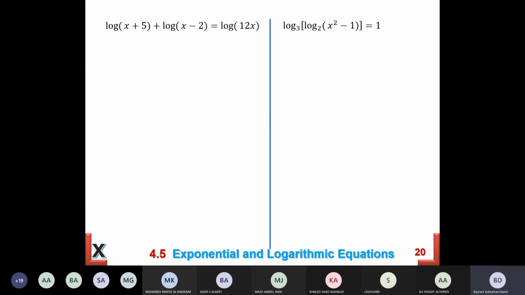All right. Here, the first question is standard. I guess you can do that. The second question here looks like we have a logarithm of a logarithm. Well, first, look at this part, Shabab, right? Now, this part, logarithm base 2 of x squared minus 1 is equal to 3 to the power 1, which is 3, right, Shabab?